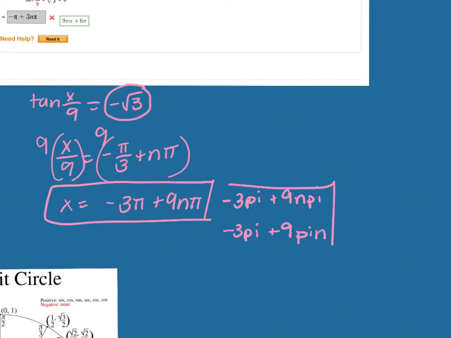Or negative 3 pi plus 9 pi n. Either is how you would type it in for the quiz tomorrow. Any other questions before I let you work on your own?